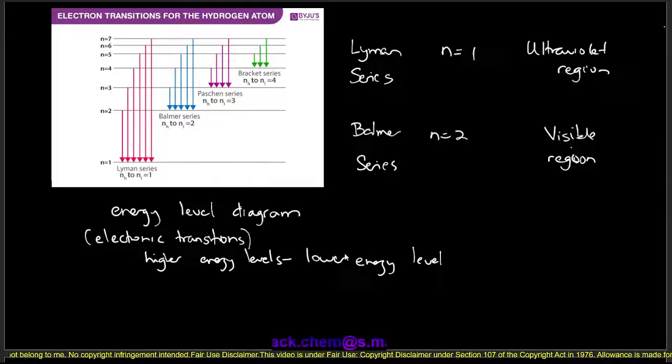You should be able to discuss both the Lyman and the Balmer series in terms of the energy level diagram seen on the screen. That is, interpreting what it means with regards to the lines or the electron transitions, as well as identify the regions that the wavelengths of these lines correspond to.